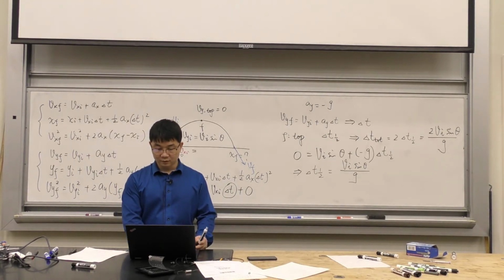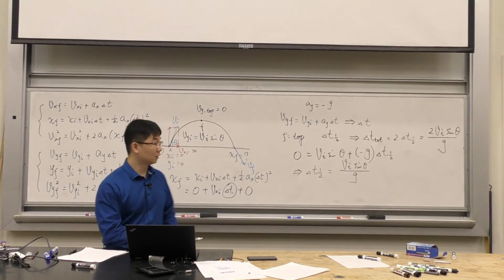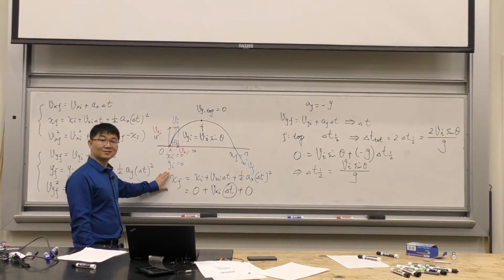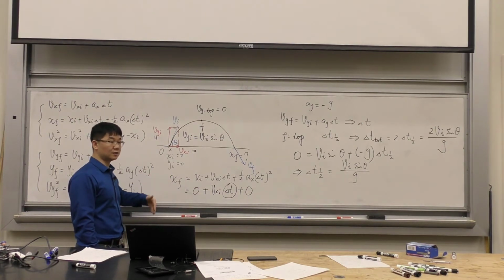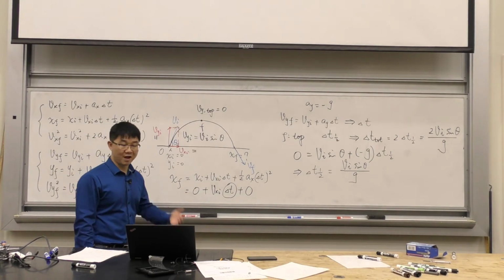Now let's move on to the second part, which is what we want to find. Don't forget what we're doing. We actually want to find an expression for the distance it travels in horizontal direction, and we're going to take a look at the expression to see how to make it maximum.